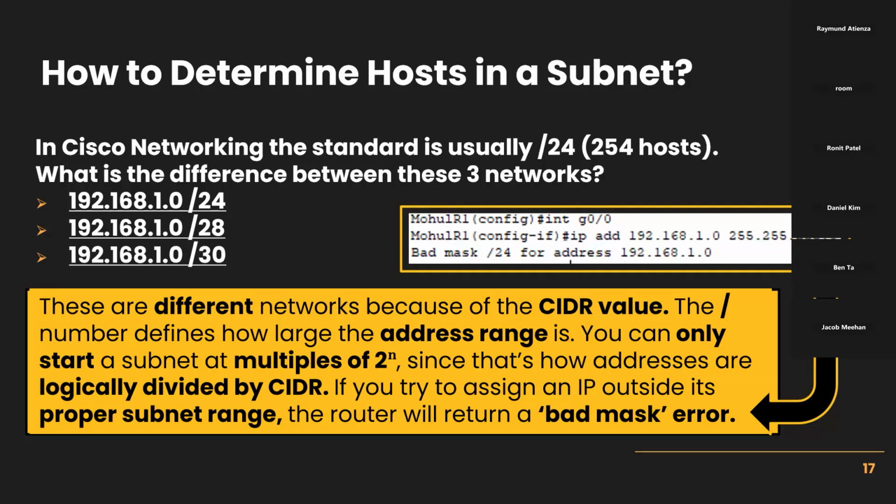But if you were to set an address that's not in the proper subnet range, say for example you set 192.168.1 dot, an odd number or something, and then you also set the wrong subnet mask, it would just give you something called a bad mask. It'd say bad mask for this. You would probably see that a lot if you don't understand subnet addressing.